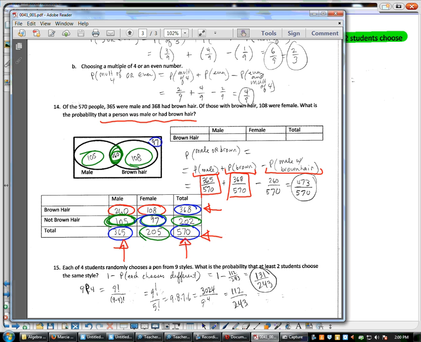What's the probability that you are a male with brown hair? Well, the males with brown hair would be 260 out of our total of 570. And so that means we would have minus 260 over 570. When we work out the math here, we get 473 over 570. All right, so that answers that question.